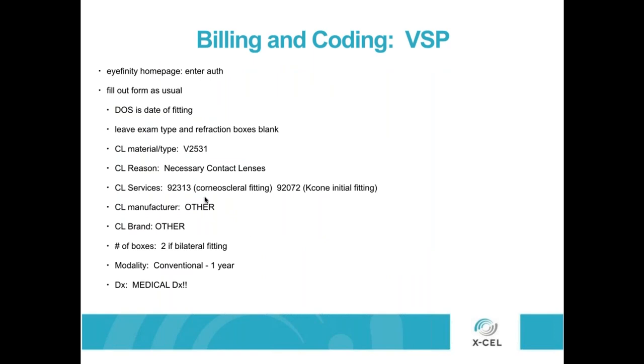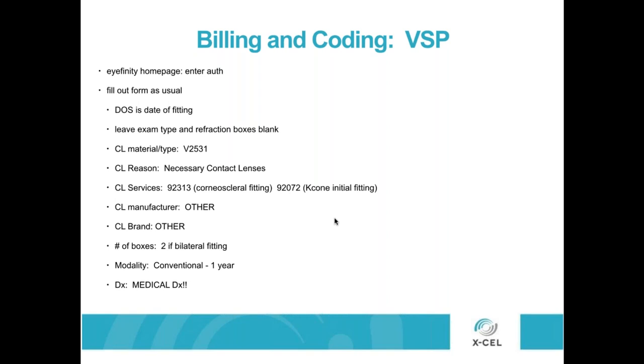One thing to note, there's really two fitting codes for scleral lenses. 92072 is officially just for keratoconus, and it's just for keratoconus initial fitting. There's some debate as to exactly what initial fitting means. Is it the first time that patient's ever been fit in a contact lens, or is it the first time you ever fit them in a contact lens? I don't know the exact answer. Most people tend to think it's probably the first time you fit them in a contact lens, but it seems to be somewhat open for interpretation.